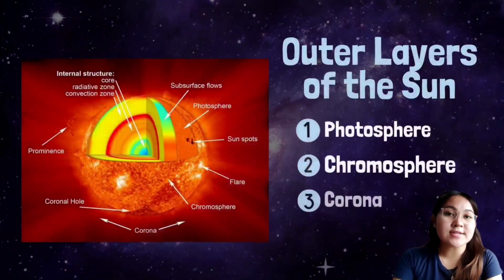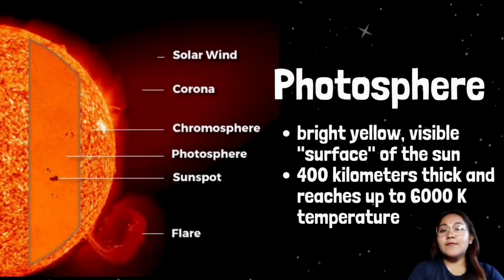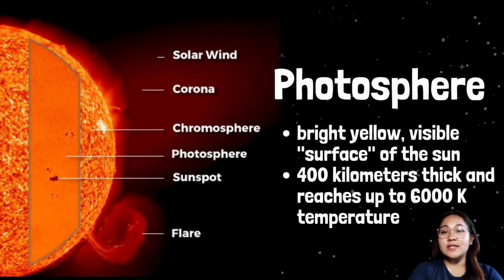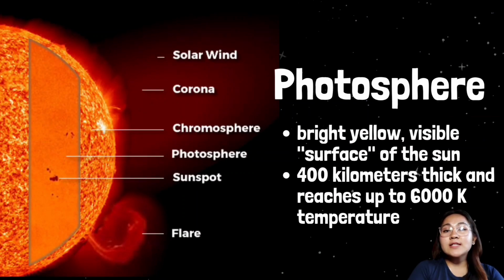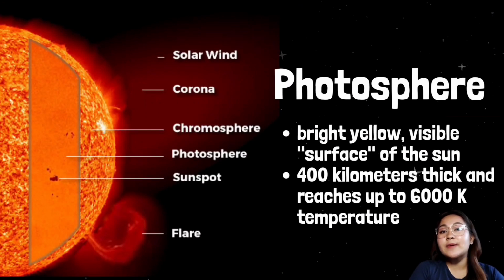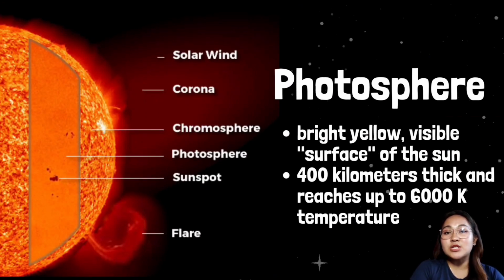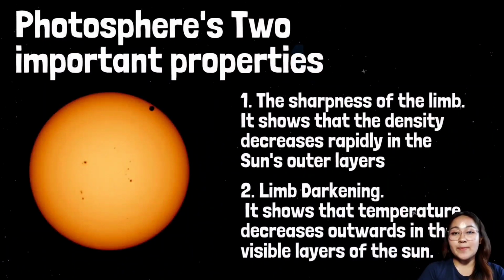Now let's proceed to the outer layers of the Sun, which are composed of the photosphere, the chromosphere, and the corona. The visible bright yellow surface of the Sun is called the photosphere, which is Greek for light sphere. Because it is where the visible light first appears, it is the layer of the Sun that we are all familiar with, the only part of the Sun that we can see on a typical day without the use of any specialized equipment.